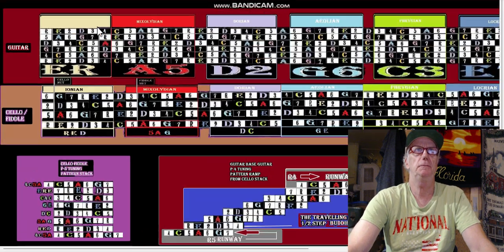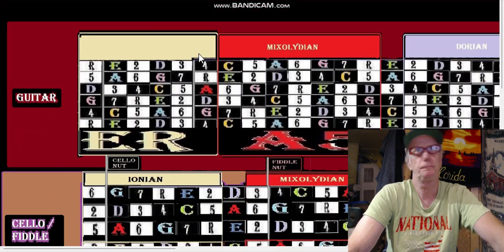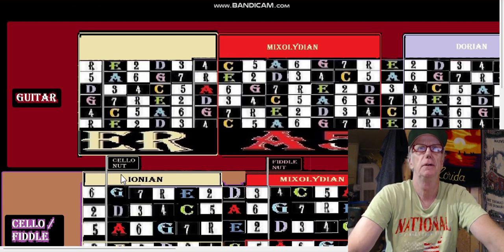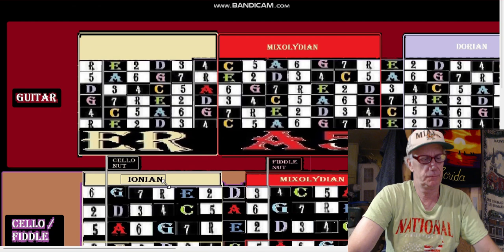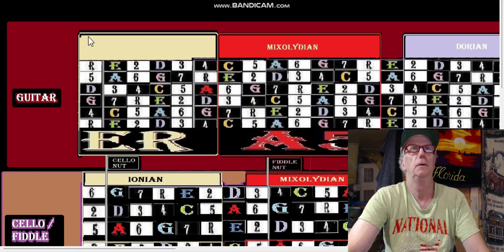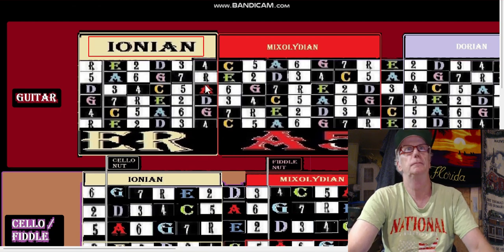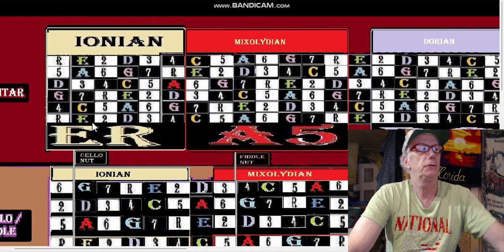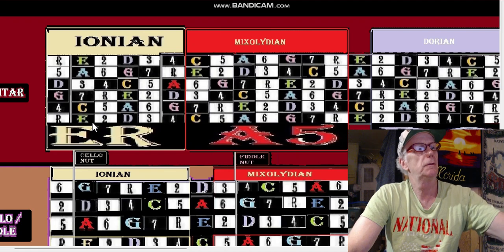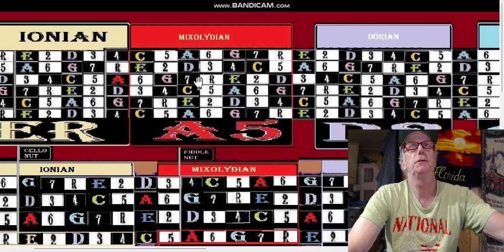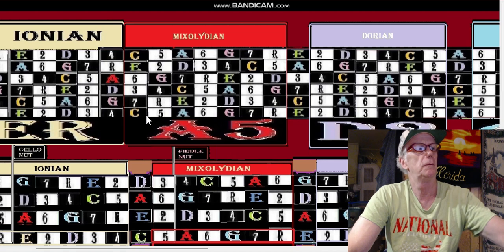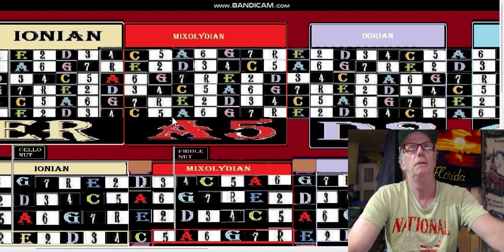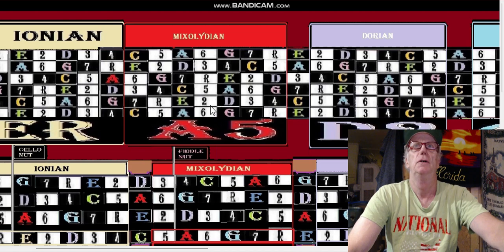Right up here. I forgot to put Ionian there, but there it is. Alright, so that's Ionian. Root 2, 3, 4, 5, 6. And then we go to Mixolydian. 5, 6, 7 root. 5, 6, 7.